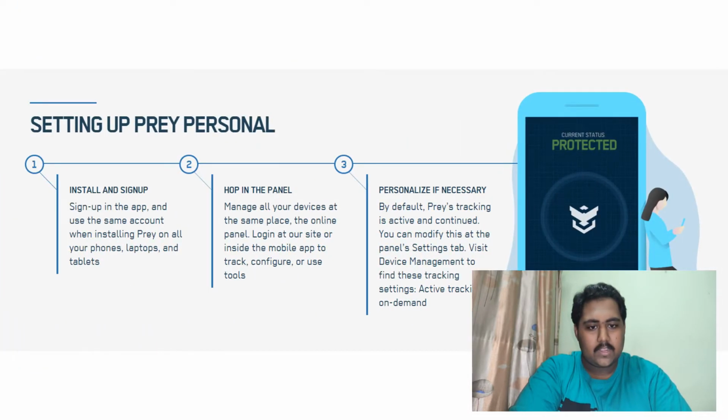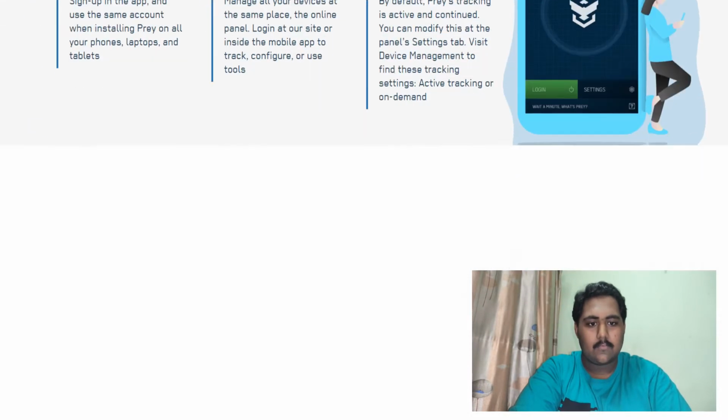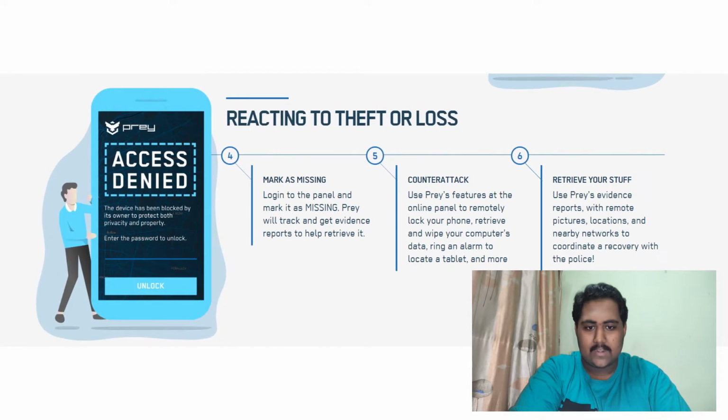Once you install Prey, create an account on your PC or laptop and go to the Prey online portal and log in with the same account to track any and all devices you want. Whenever you lose your device, go to this panel and mark that device as missing, and then use Prey's features from the online panel to track and locate your device.